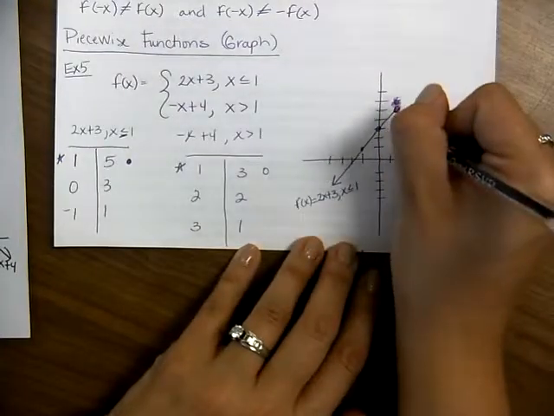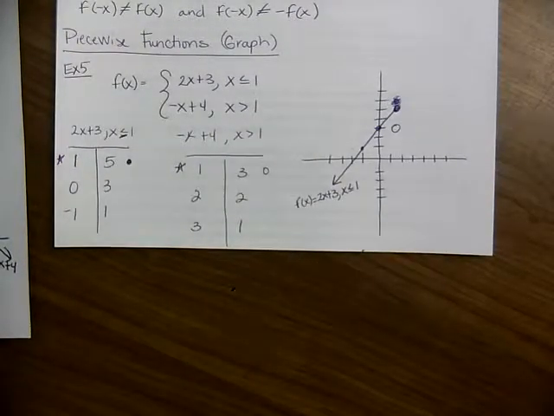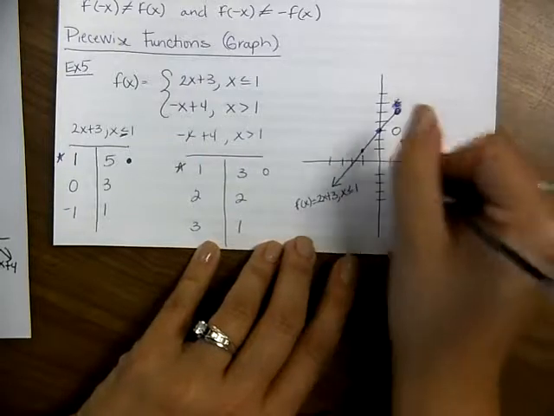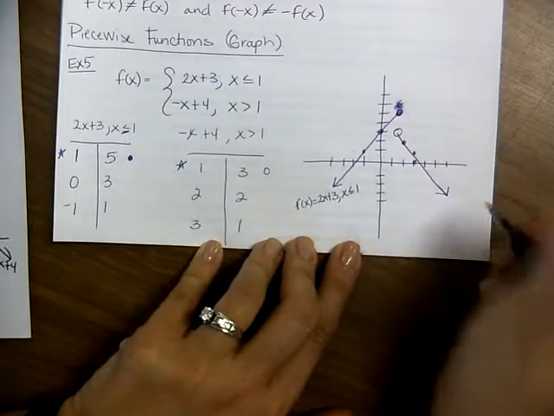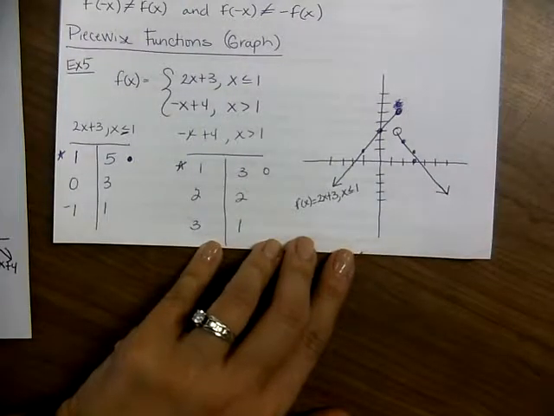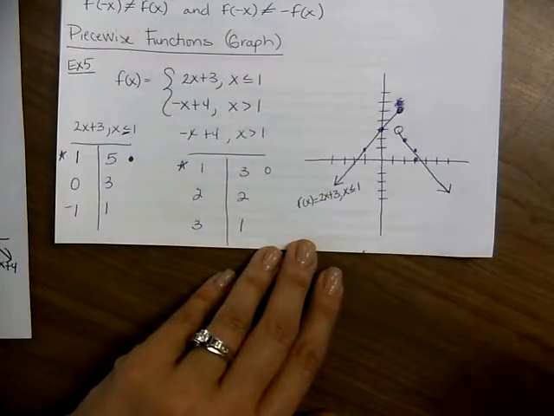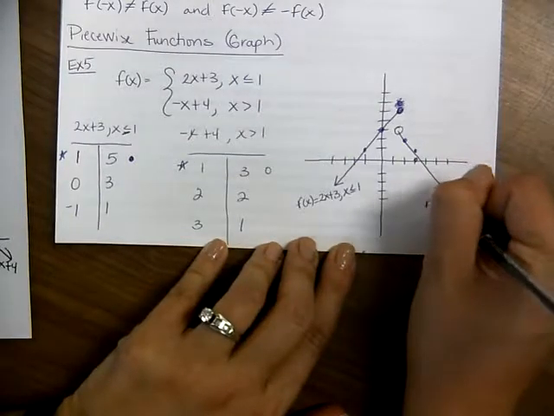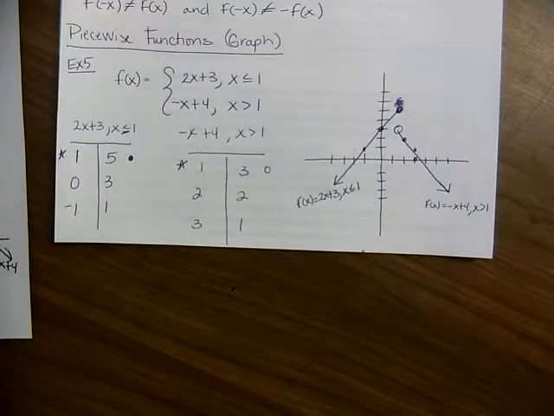Now, when I go to 1, 3, I want to make sure that I leave that circle open because that's not within the domain, but 1.000001 is. Okay, so I want to make sure that my graph starts where it's supposed to. Sometimes those points are going to overlap, and you just close that circle in. So if this is 1, 5 and this is 1, 5, then you would just overlap them and it would be closed. And this is where f of x is equal to negative x plus 4 and x is greater than 1. Okay?